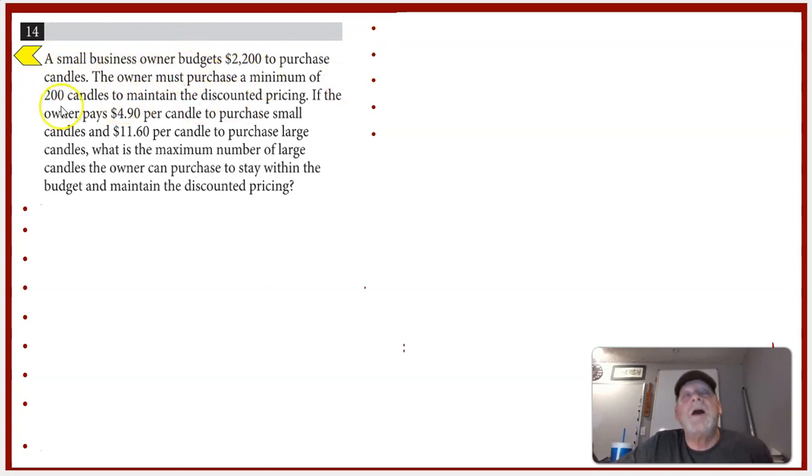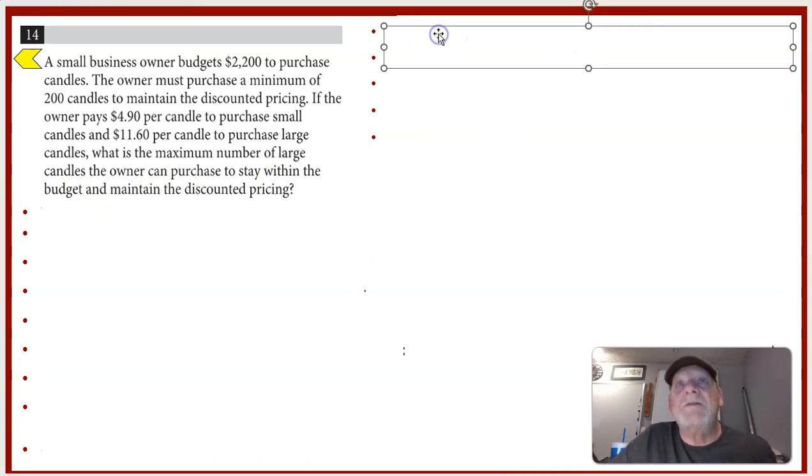The owner must purchase a minimum, that's important, of 200 candles to maintain the discount pricing. If the owner pays $4.90 per candle to purchase the small ones and $11.60 per candle to purchase the large one, what's the maximum number of large candles the owner can purchase to stay within the budget and maintain his discount pricing? This is a business question.